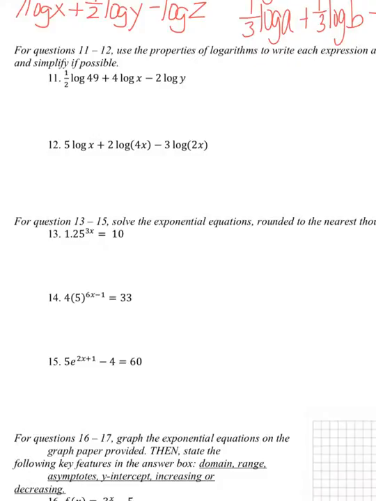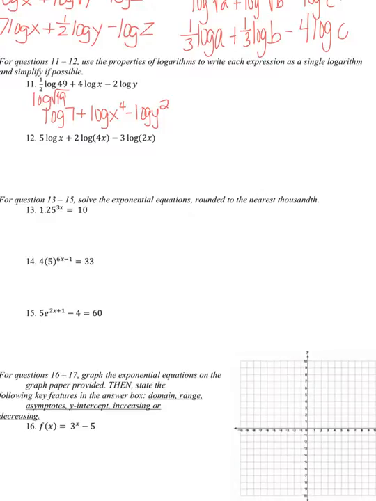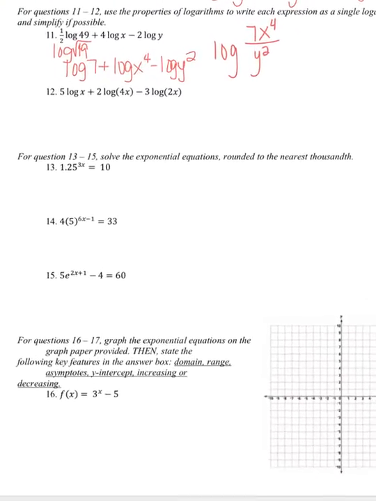So for number 11, this is really log square root of 49, which the square root of 49 is really 7. So I'm going to write this as log 7 plus log of x to the 4th minus log of y squared. So now when I put this together, I push it together, the addition and subtraction, my final answer is going to be log of 7 times x to the 4th divided by y squared as my final answer for number 11.